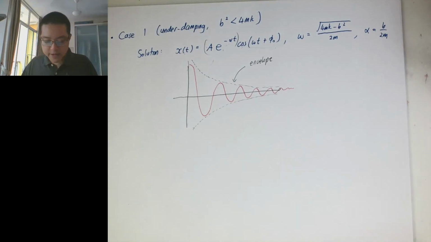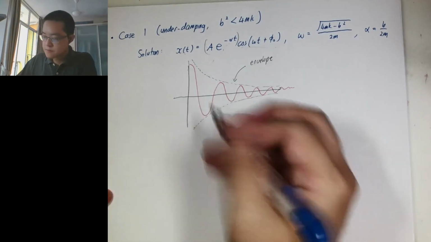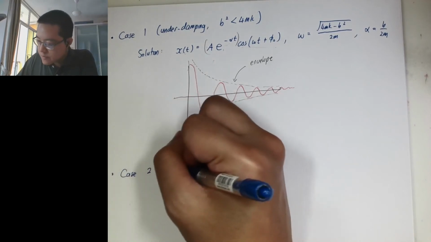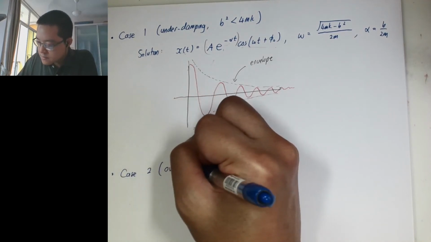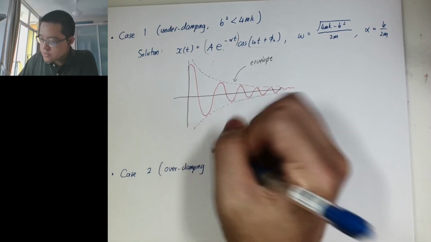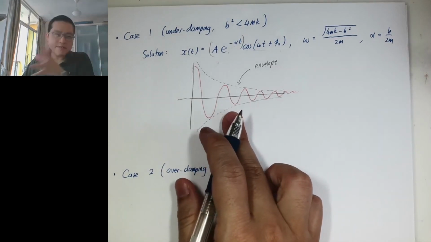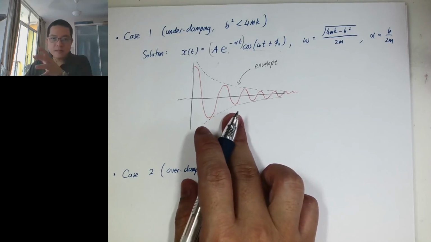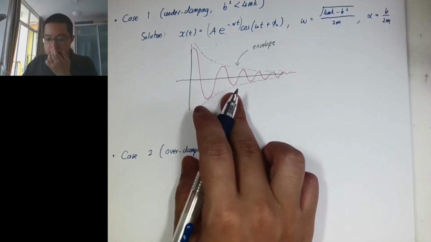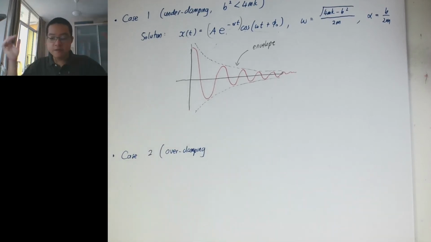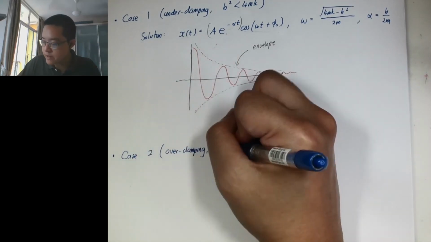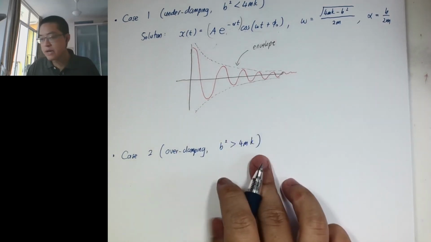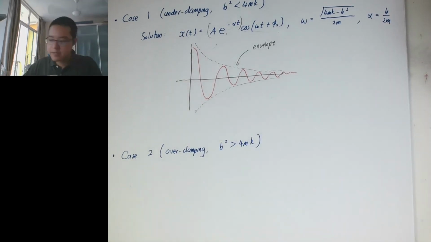So for case 2, let's consider the second case, which is over damping. In the first case the friction is weak, so it can gently slow down the oscillation until it becomes 0. But if the friction is very strong, more specifically, if it is greater than 4mK, this is something that you will learn in MAT 108.